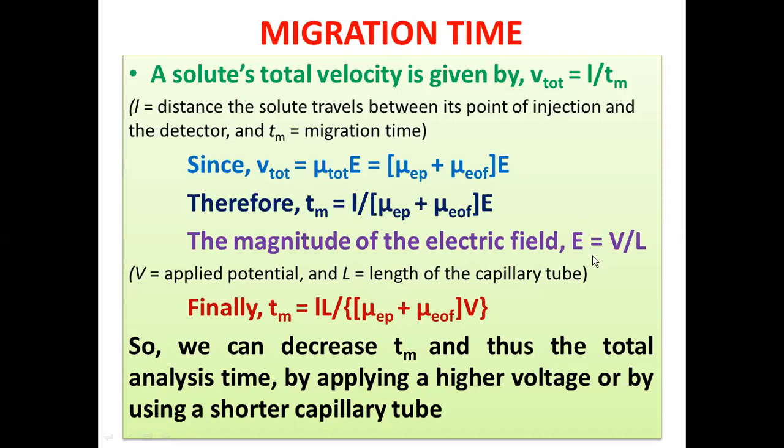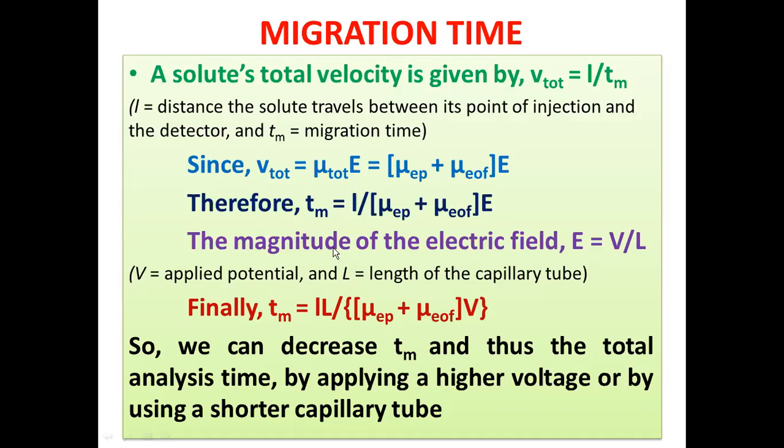The magnitude of the electric field is the ratio of voltage to the length of the capillary, where capital L is the length of the capillary tube you are using in the operation. Finally, substituting V by L in place of E, you get Tm equal to small l times capital L divided by nu EP plus nu EOF times V. Here small l is the distance traveled by the solute after injection into the capillary tube, capital L is the length of the capillary tube, nu EP is the electrophoretic mobility of the species traveling through the capillary, nu EOF is the electro-osmotic flow, and V is the voltage.